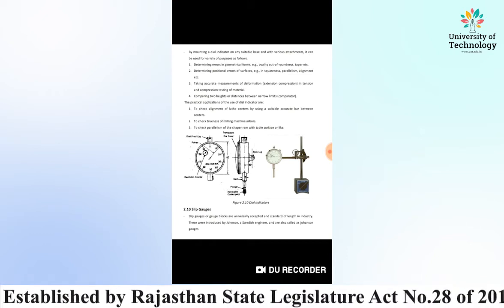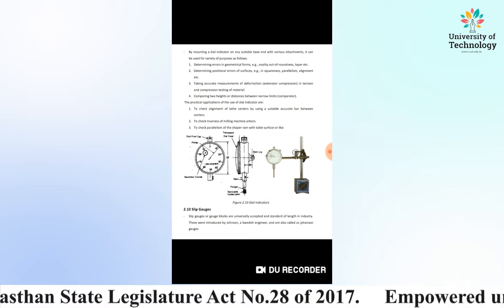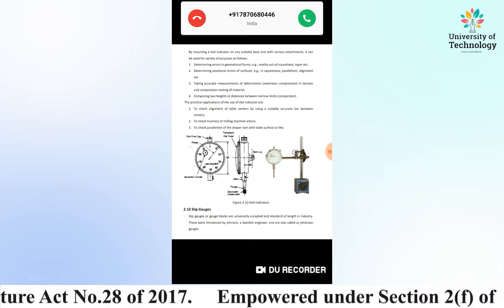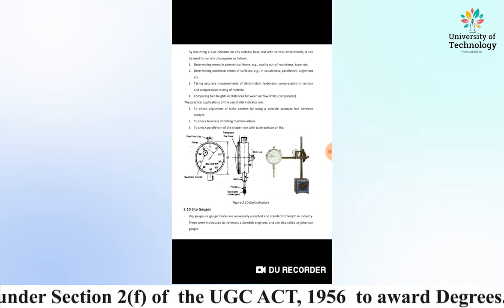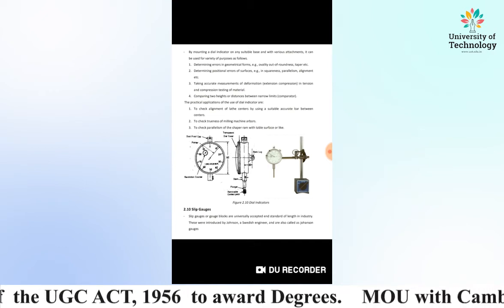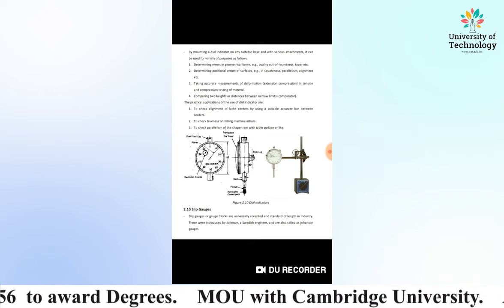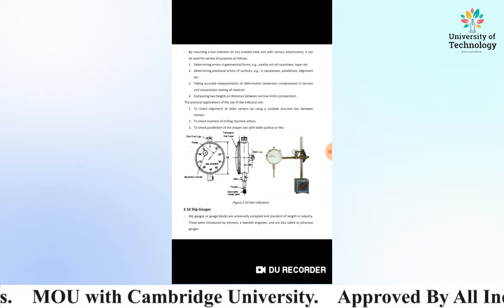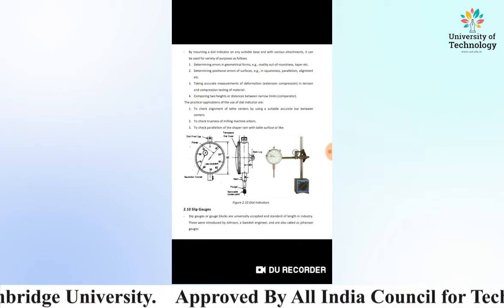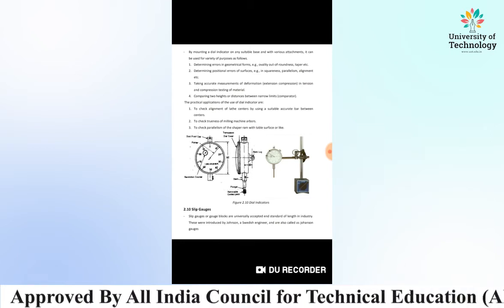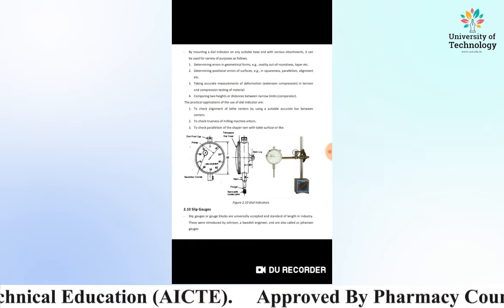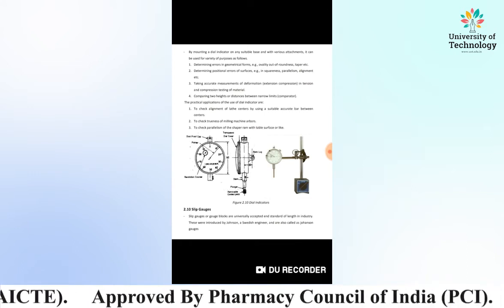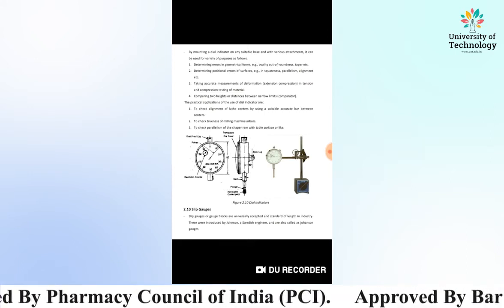The practical applications of the use of dial indicator are to check the trueness of milling machine arbors, to check parallelism of the shaper ram, to check the alignment of the lathe centre. These are the practical applications.